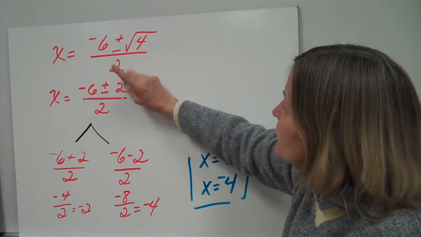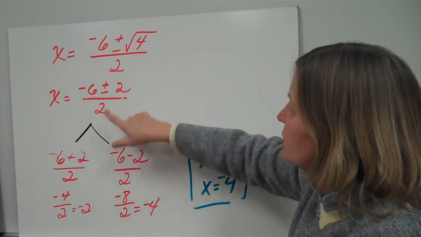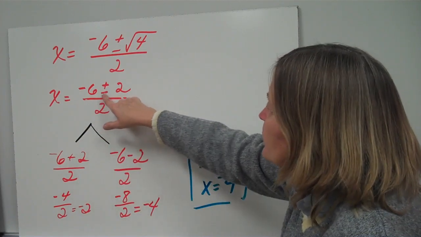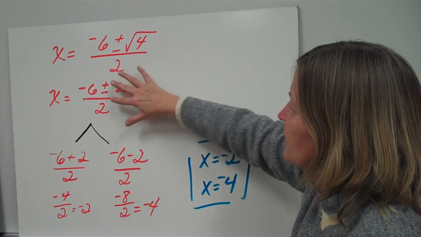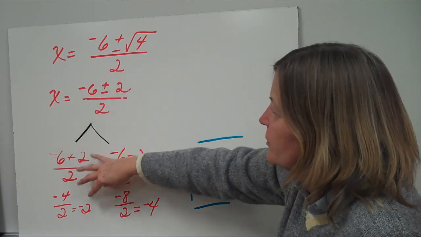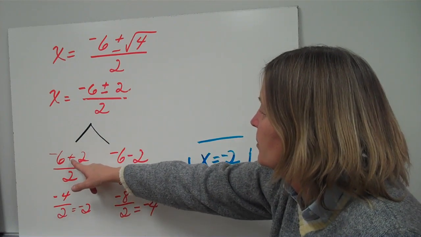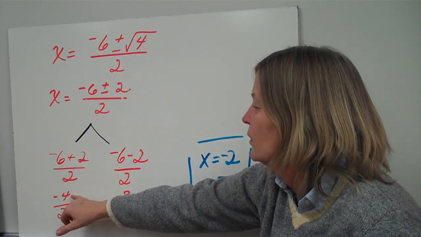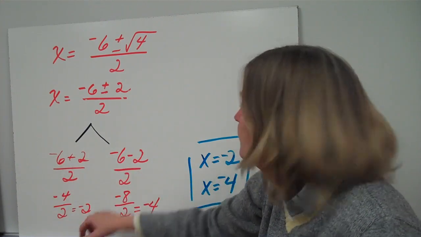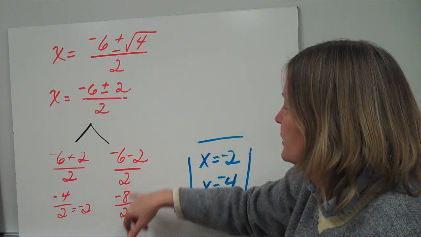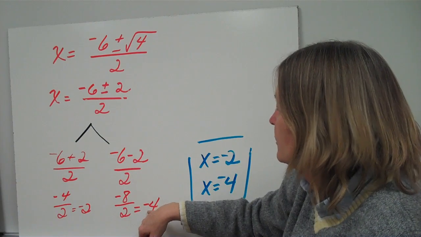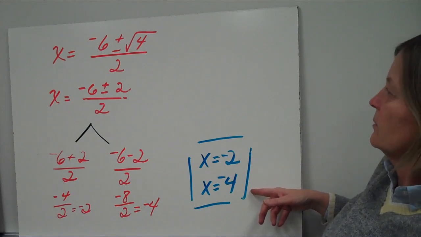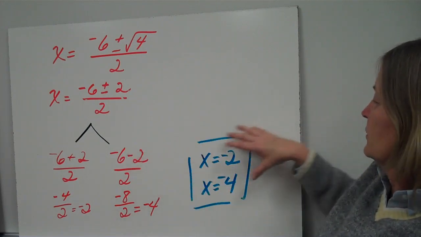This plus or minus will develop into two equations. One will be negative 6 plus 2 divided by 2, and the other will be negative 6 minus 2 divided by 2. So again, that plus or minus will have us solving for two solutions, one with the plus and one with the subtraction. So let's do the one here. Negative 6 plus 2 is negative 4. When you divide by 2, you get negative 2. And for this one, negative 6 minus 2 is negative 8, divided by 2 is negative 4. So the two answers to this problem are x could be negative 2 and x could be negative 4. So the formula allowed us to find the values of x.